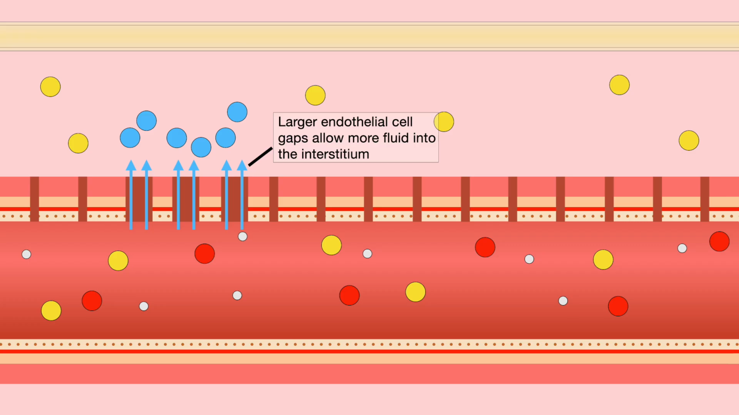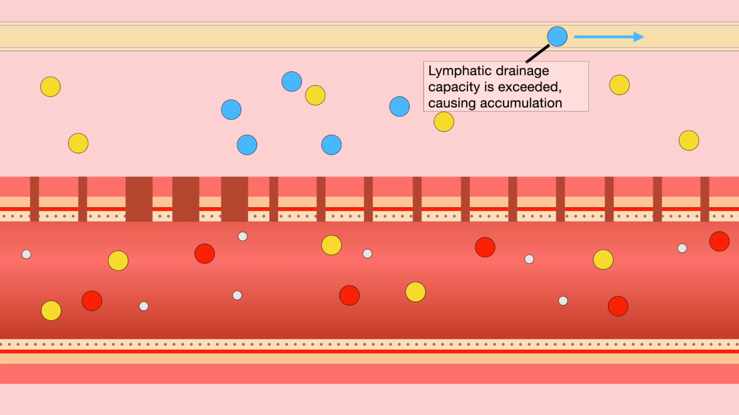In this form of edema, the larger endothelial cell gaps allow more fluid to enter the interstitium, even at a consistent hydrostatic pressure. And again, that's going to overwhelm lymphatic capacity, resulting in fluid accumulation within the interstitium.